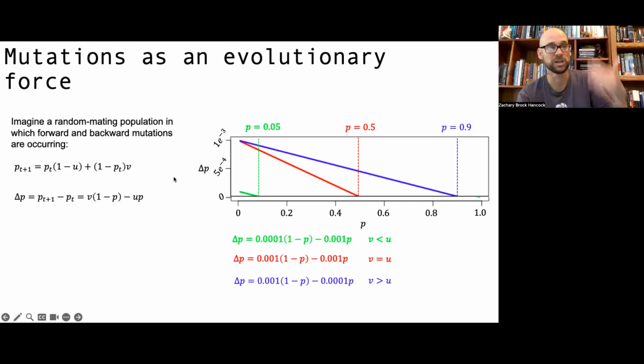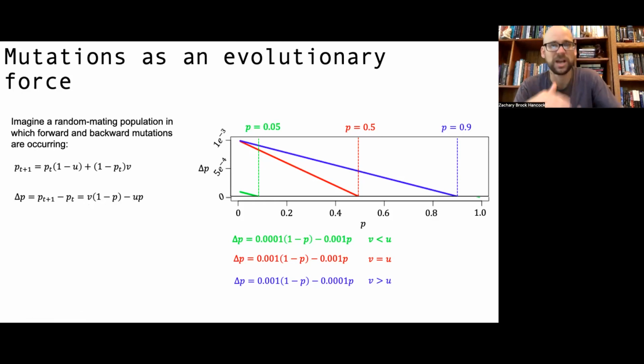Okay, so we can just simply write it as this, and then from there we can calculate how much change should happen per generation given this back and forth mutational process, as delta P is equal to P sub t plus 1 minus P sub t, where P sub t is what the frequency was in the previous generation, which is equal to V times 1 minus P. So again, this is just the rate of change from Q to P minus UP, where U is the rate of change from P to Q.